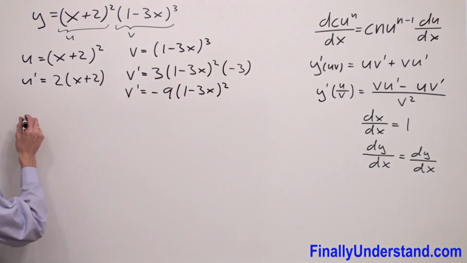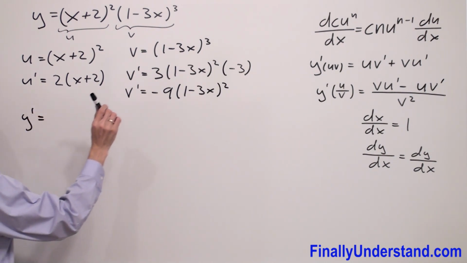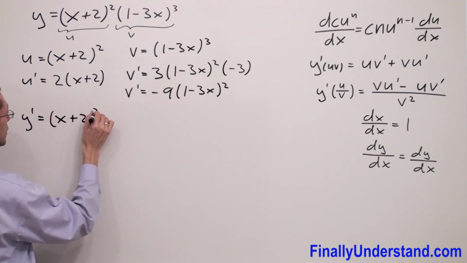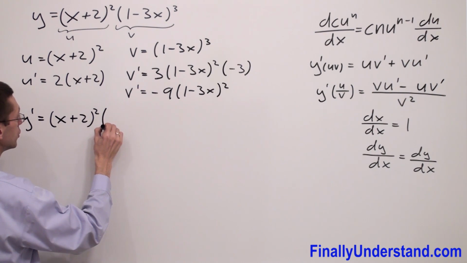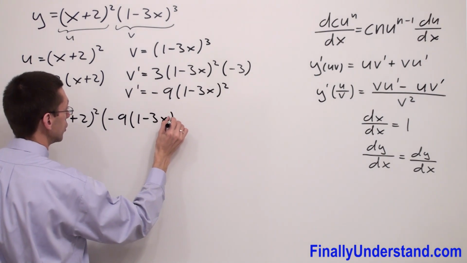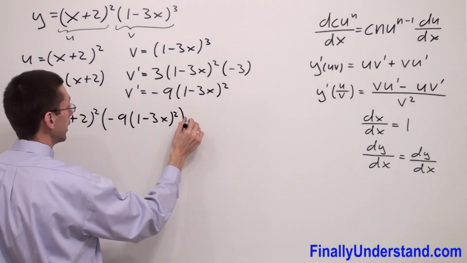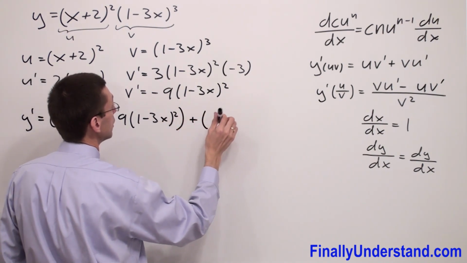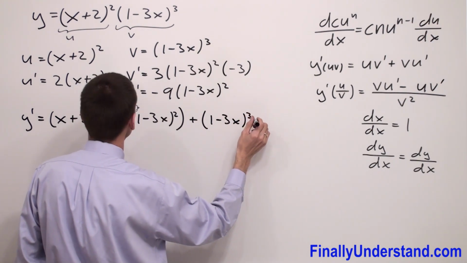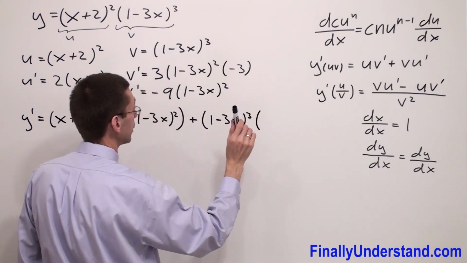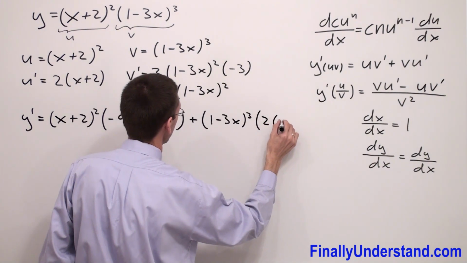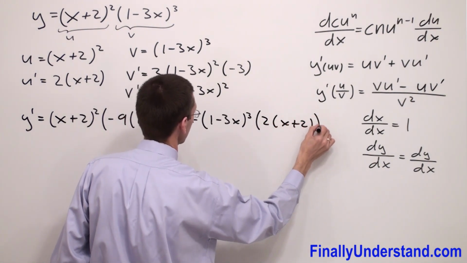So I have y prime is equal to u, (x plus 2) to the second power, times v prime, which is negative 9 times (1 minus 3x) to the second power, plus v. Okay, v is (1 minus 3x) to the third power times u prime. U prime is 2 times (x plus 2).